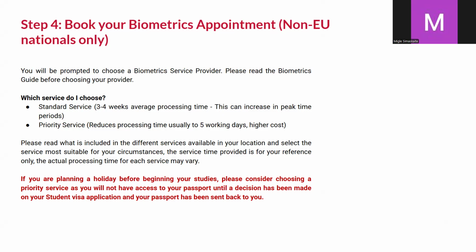So you'll be asked to choose a biometric service provider. So please ensure you read all the biometric guide that will be attached to your CAS statement email before choosing your provider. Depending on where you are in the world, you will most likely use VFS Global or USCIS, depending on where you're applying from. You can choose from 2 services: Standard, which takes around 3 to 4 weeks, but might increase during busy periods, or Priority, which comes with higher costs but takes about a week.